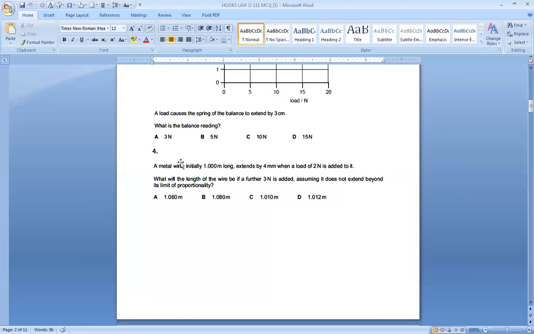Added to the actual length, you will get C option, 1.010 meters. Extension was 10 millimeter, but after converting into meters, I have added it to the actual length, because the question says what will be the length of the wire. So I have to add the extension to the original length. That gives me option C.